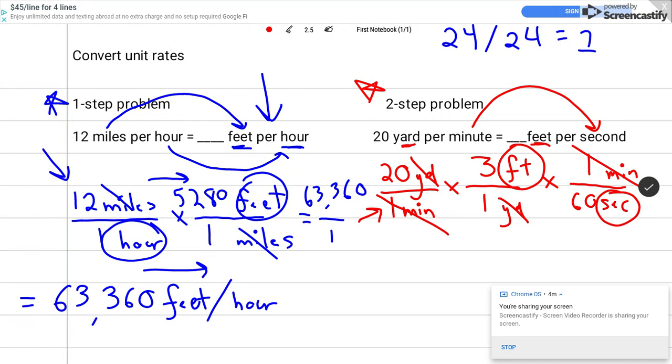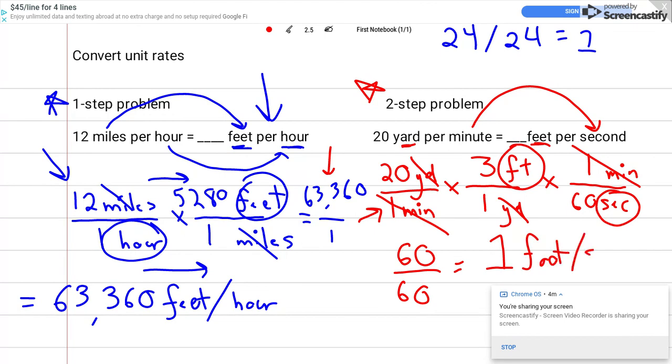So I can multiply straight across. So 20 times 3 times 1 is going to give me 60. 1 times 60 also gives me 60. So in the last problem right over here, we didn't really have to divide. In this case, we do. 60 divided by 60, we know that as just 1. So our final answer is going to be 1 foot per second. That's going to be my final answer there.